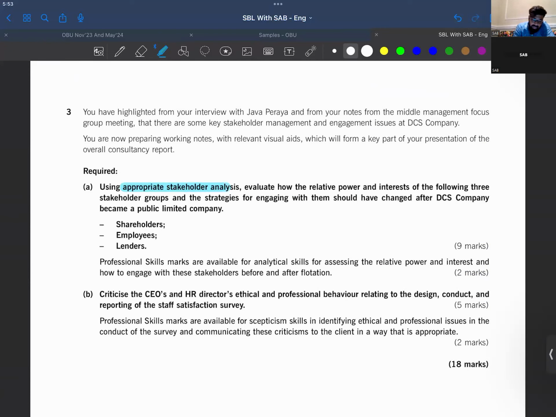Using an appropriate stakeholder analysis, I guess you remember we have done that. Mendelow's stakeholder mapping model, right? We'll be doing this again also, no worries. But I guess in Silver or Cheap Kit, we have done that, right? So evaluate the relative power and interest of the following 3 stakeholder groups and strategies for engaging with them, should DCS become a public limited company: shareholders, employees, lenders, right?